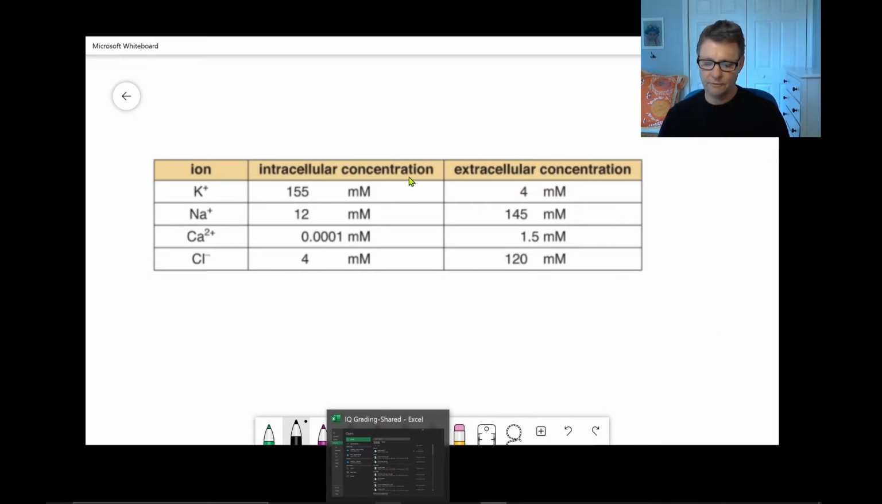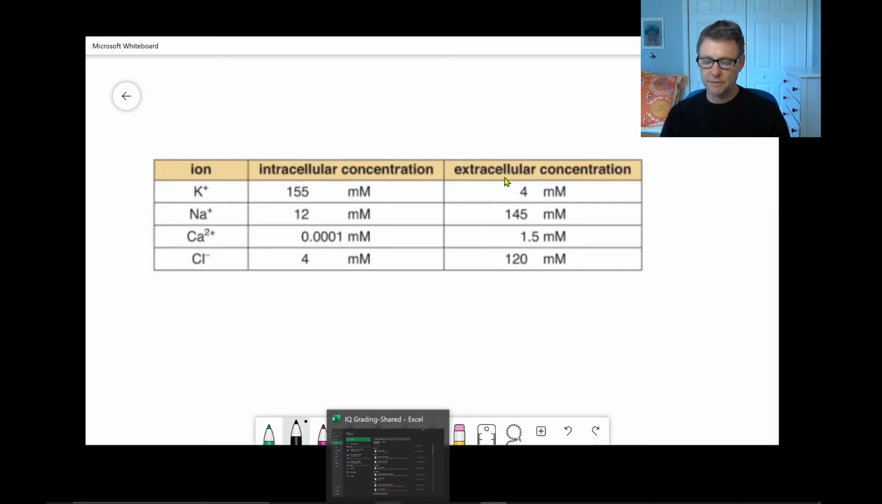If you look at the ion concentrations inside of a cell, you see there's a 155 millimolar concentration of potassium, and outside the cell there's 4 millimolar of potassium. So there's a big intracellular concentration of potassium and a small extracellular concentration. Sodium is pretty much reversed: a very low concentration inside the cell and a very high concentration outside. Calcium is very low inside and much higher outside. And chloride, the negatively charged ion, is low on the inside and high on the outside.